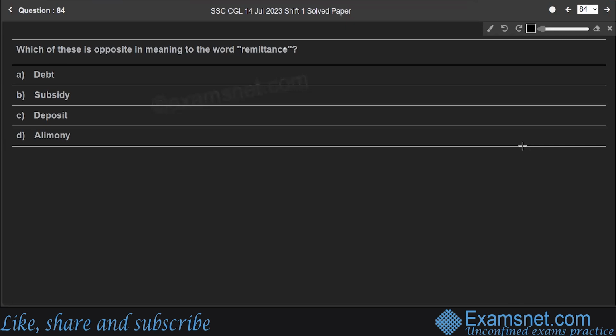Question 84. Which of these is opposite in meaning to the word remittance? Here, remittance means a sum of money sent in payment or as a gift. So among four options, here debt. So debt is the opposite meaning of the word remittance, right? Debt means the sum of money that is owed or due. So money that is owed.